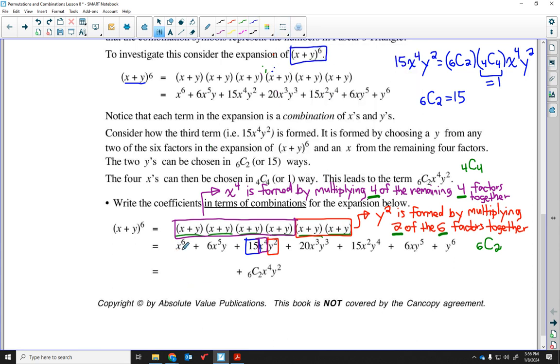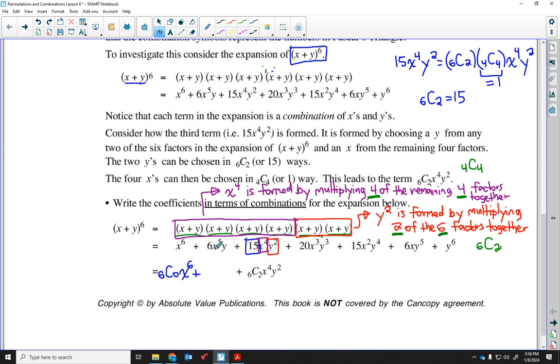So looking at this first one, you have x to the power of 6. Now you'll notice immediately that I don't have any y term whatsoever, which basically means I'm not using any of the factors at all to form y. So what we'd write down is 6 choose 0 x to the power of 6, because that means of the 6 factors available, we're not using any of them. And if I don't use any of them, you can't get a y term at all.